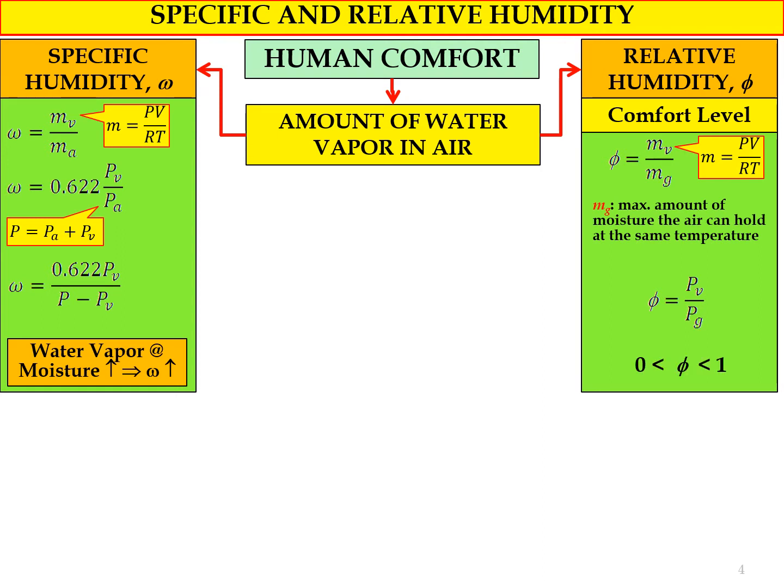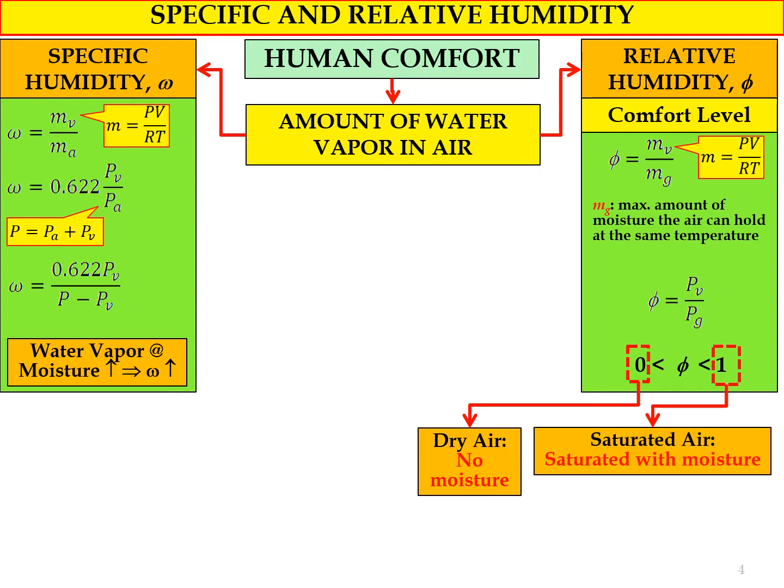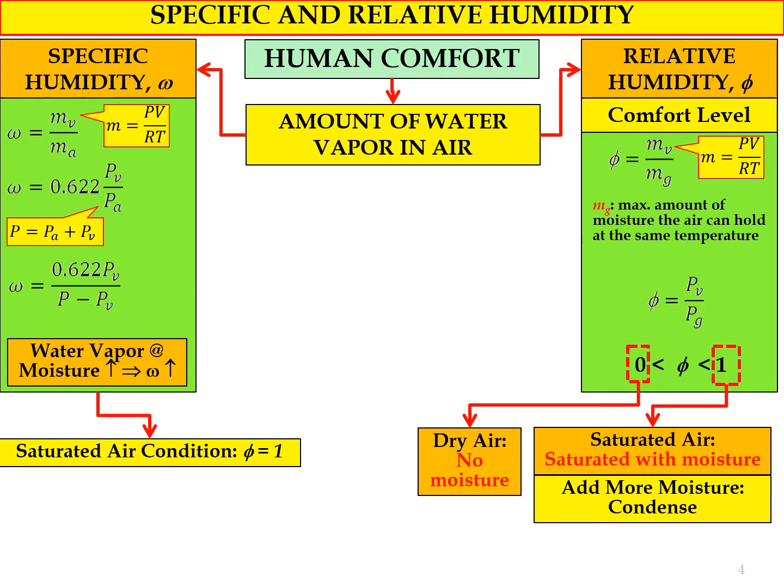The maximum value of relative humidity is 1, and the lowest value of relative humidity in the surrounding is 0. If the value is 0, it means that it is dry air with no moisture content. And if the relative humidity is 1, it means that the air is saturated with moisture, and if you add more, it will condense into water.